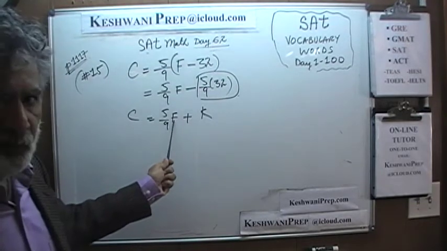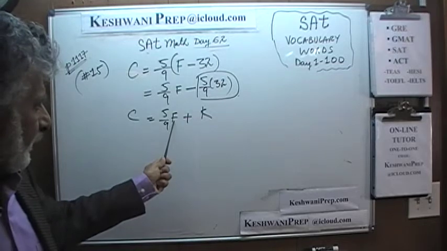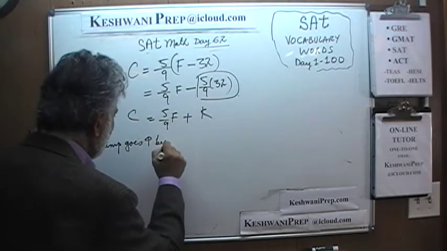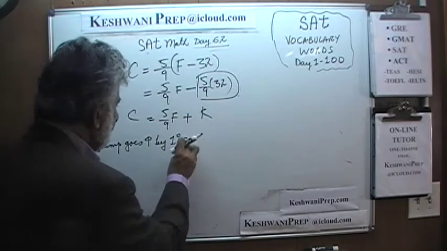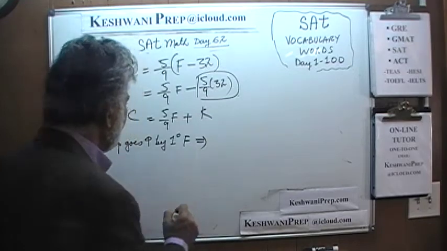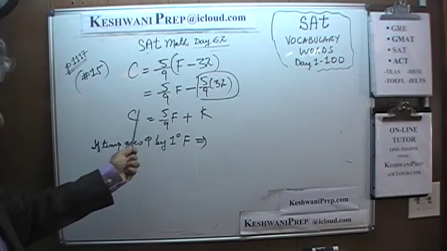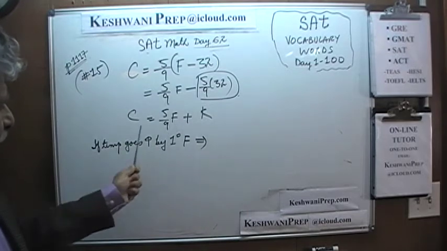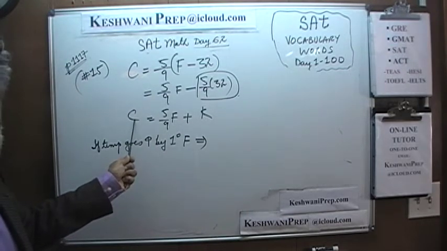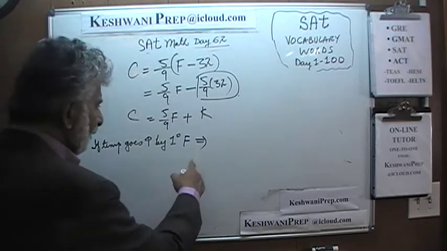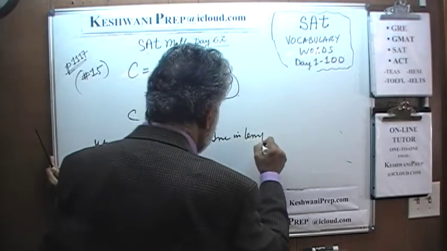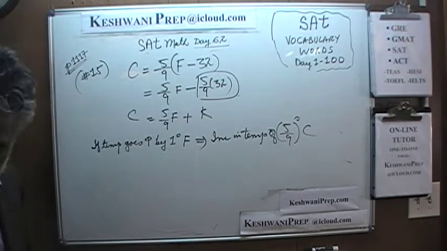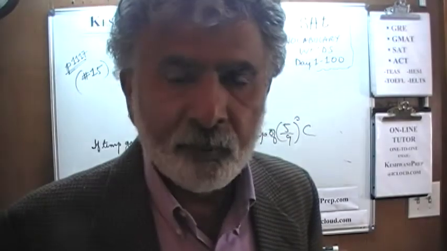What this tells us is that if the temperature goes up by 1 degree Fahrenheit, that is, if f goes up by 1 degree, the c is going to go up by 5/9, because that's just a constant. Changing the temperature is not going to affect the constant, which is probably why it's called constant. So if temperature goes up by 1 degree Fahrenheit, that implies an increase in temperature of 5/9 degree centigrade.